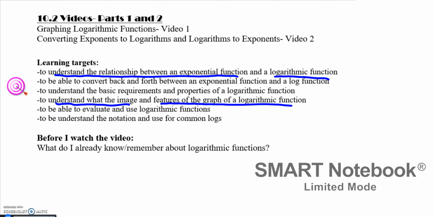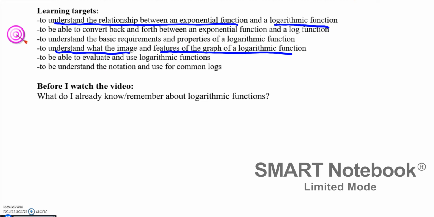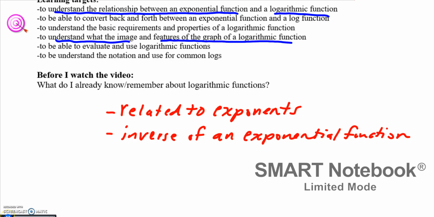And so first, again, just like the first video of this unit, I asked, what do I already know or remember about logarithmic functions? And so what I'd like you to do is please, again, pause the video, write down anything you remember from past courses, and I'll come back and show you what I wrote down. Please pause now. So here's a few things I wrote down. You could have had something different, and feel free to ask about it in class tomorrow.